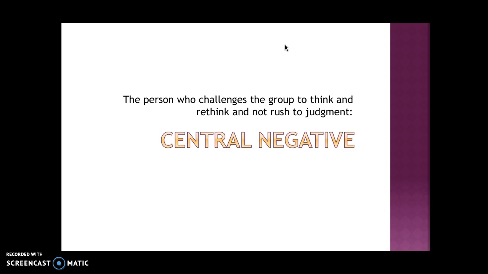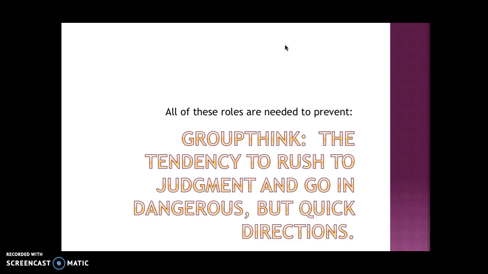The central negative is probably the least popular member of the group and probably the most necessary. So there's a phenomenon called groupthink. And groupthink, while it sounds like, hey, that's positive, everybody's on the same page, is really considered a negative group phenomenon because it's a tendency to rush to judgment. In fact, I have a slide on it. I'll go ahead and go to that and then come back. A tendency to rush to judgment and go in dangerous but quick directions.